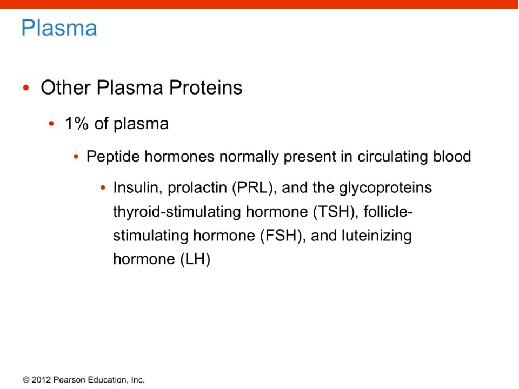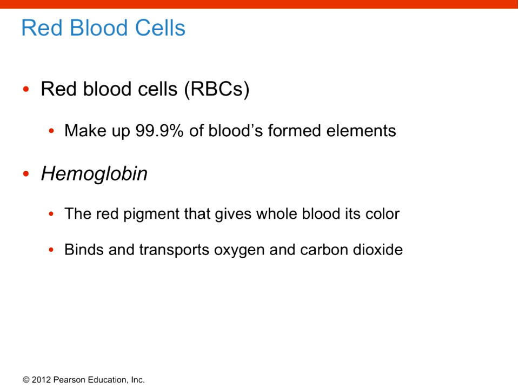Other plasma proteins that we would find include peptide hormones that are found circulating in the blood: insulin, prolactin, and glycoproteins such as thyroid-stimulating hormone, follicle-stimulating hormone, and luteinizing hormone. Those are all other entities that we can find in the plasma.